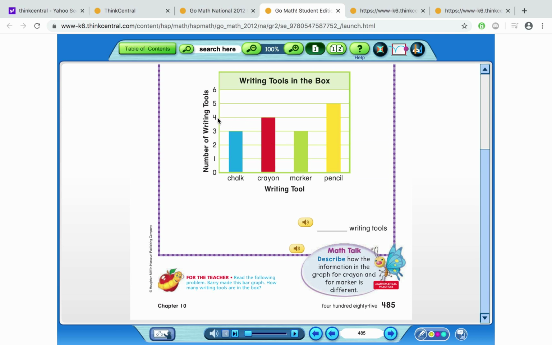4 for crayon. So far we have 3 plus 4. You're going to join in the markers plus 3 more, and then the pencils, which is 5 more. So they want to know how many all these tools are, and you're going to write that answer on the blank.